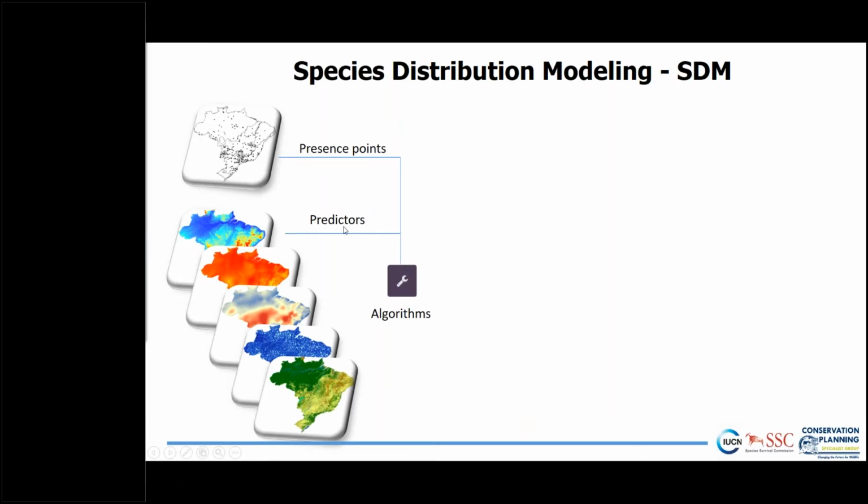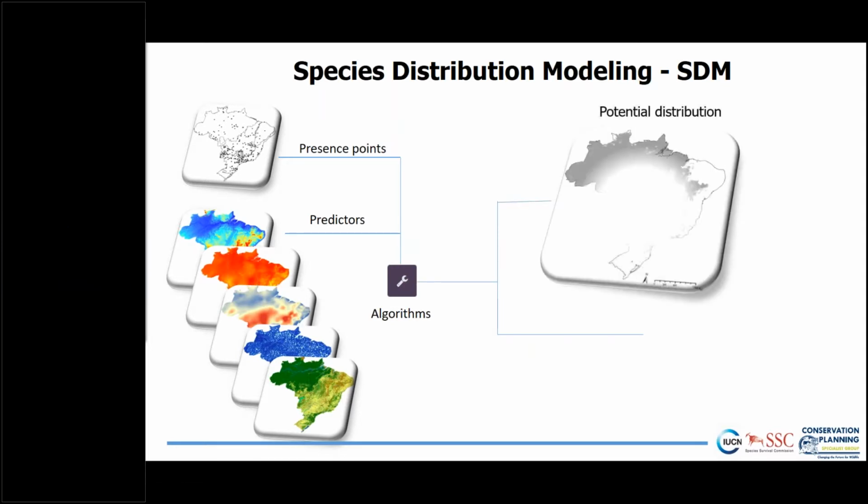So presence points and predictors are included in different algorithms. So there are lots of algorithms to run species distribution models. And one of the most commonly used algorithms is Maxent. And Maxent is also the algorithm that I have been using in most of my modeling exercises.